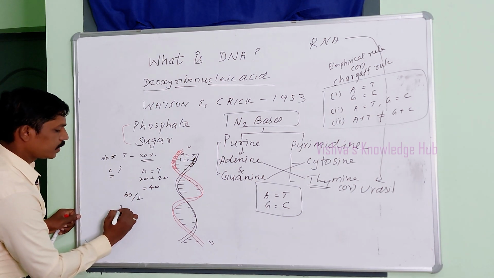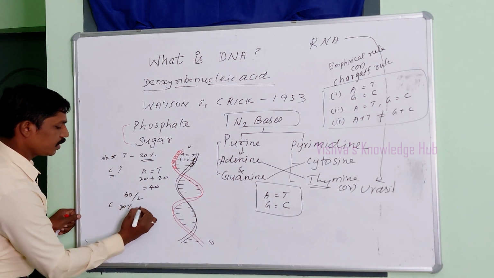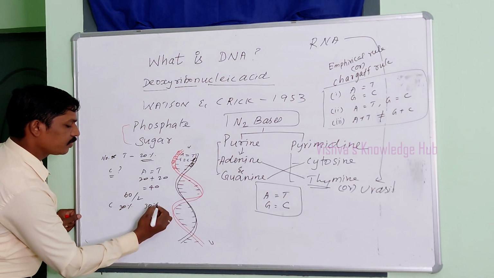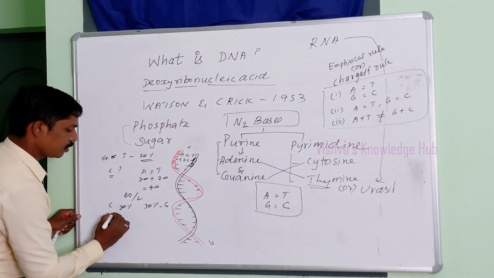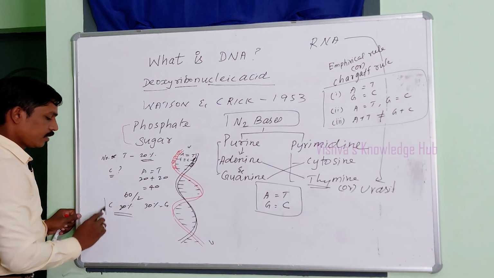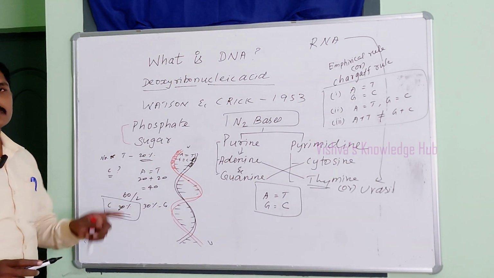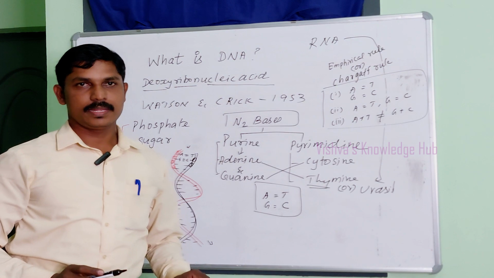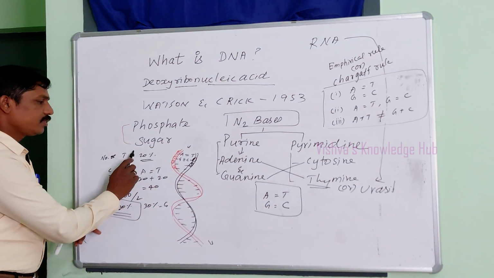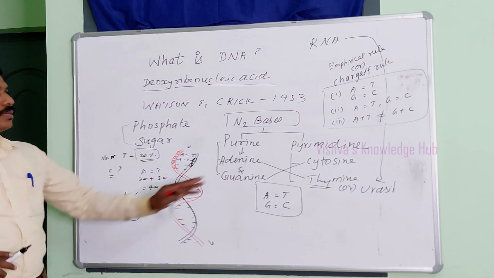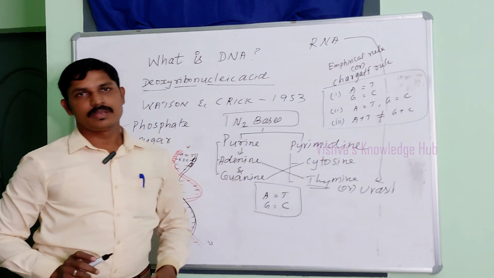So 30% of cytosine and 30% of guanine. Yes, so you can get the answer. 30% of cytosine is present in the single DNA. So in most of the questions, only the percentage numbers vary, but you can apply this formula.